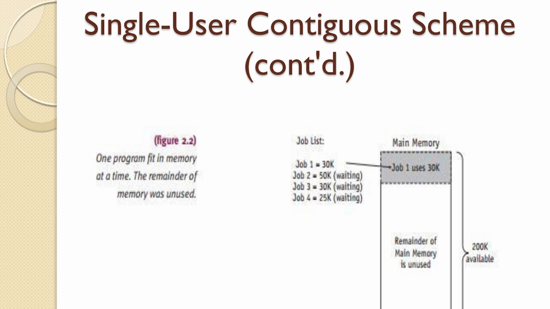So first execute job 1, first in first out. Job 1 executes in 30K memory, and the remainder of the memory will be unused.